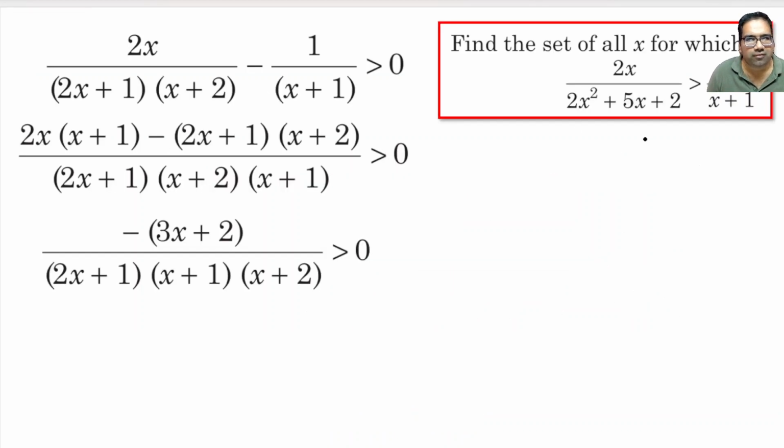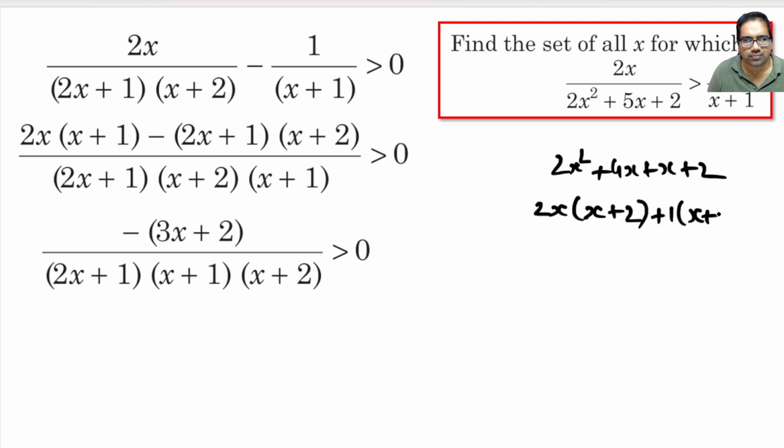Okay, what does this mean? 2x by, what is 2x² + 5x + 2? That is (2x + 1)(x + 2). So for example, 2x² + 5x, that is 4x + x + 2, which is 2x(x + 2) + 1(x + 2). That means (2x + 1) times (x + 2). Right, so that is this: (x + 1)(x + 2).